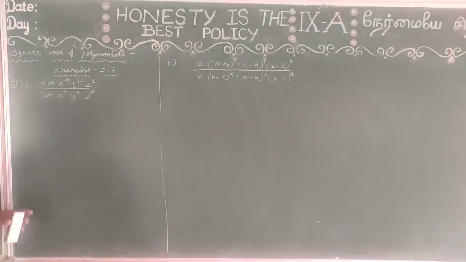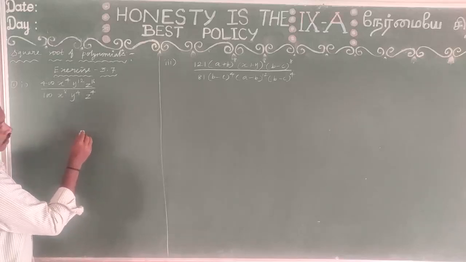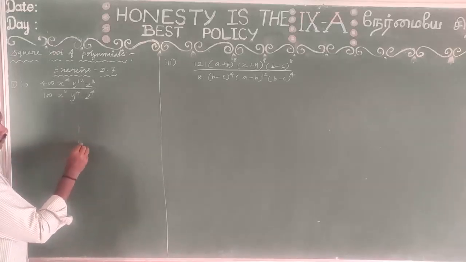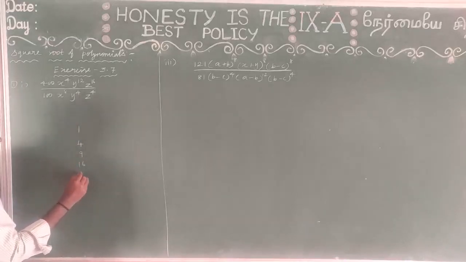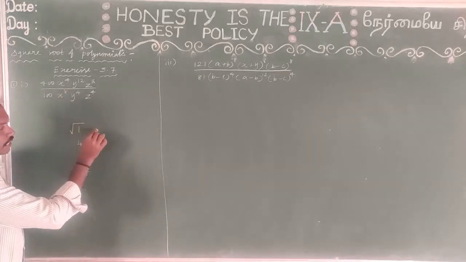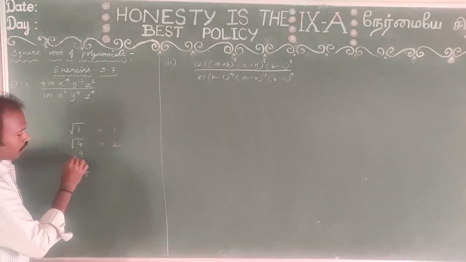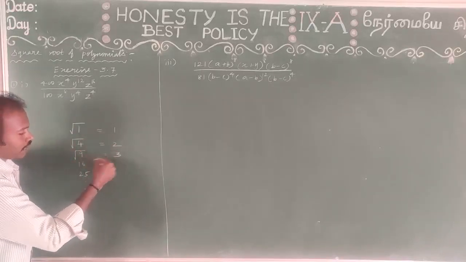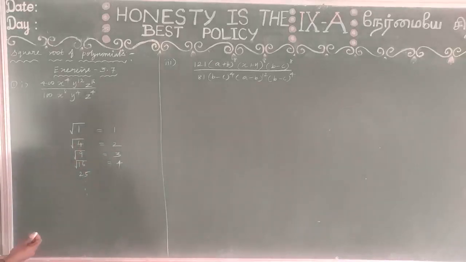Right. Now we see square root of polynomials. That means, for example, 1, 4, 9, 16, 25, going on, all are square numbers. Then square root of 1 is equal to 1. Then square root of 4 is equal to 2. Then square root of 9 is equal to 3. Then square root of 16 is equal to 4.